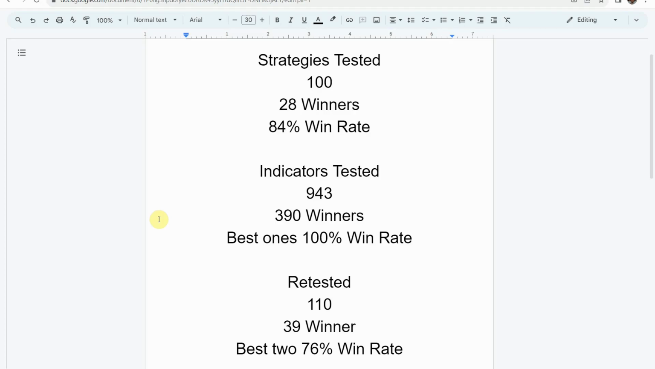We've also tested a total of 943 indicators, with 390 of them being winners. The best ones so far were able to achieve a 100% win rate. Now you need to go back and watch those videos to understand the context of how they were able to achieve that, and see what you can get out of those winning indicators. We've also tested a total of 110 of the winning indicators. 39 of them have been able to maintain the winning status, the best two at a 76% win rate. And keep in mind that we test most of these indicators and strategies on the Forex and crypto market, but they can be applied to just about any market and time frame universally.